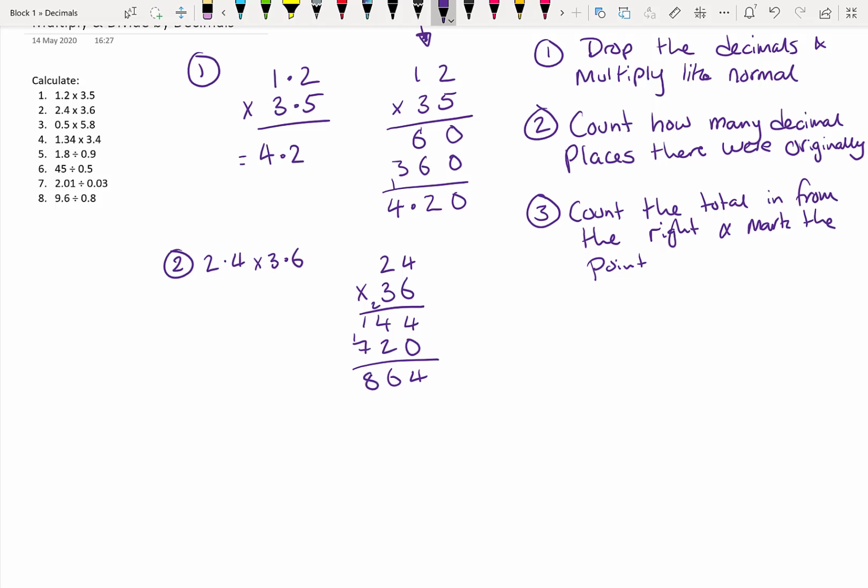So I've multiplied my numbers, I haven't dropped my decimals, just like normal. Second step, count how many there were. There's 1 decimal place in this number, 1 decimal place in that. That's 2 altogether. And so I count 2 places in from the right in my new number. 1, 2. So my answer to that is 8.64.